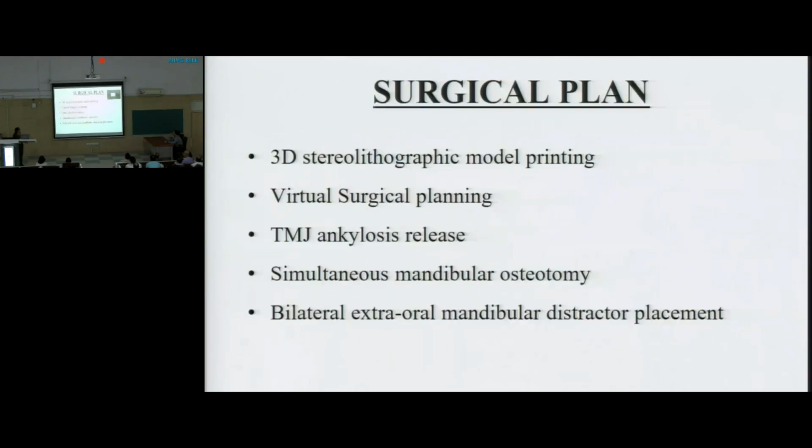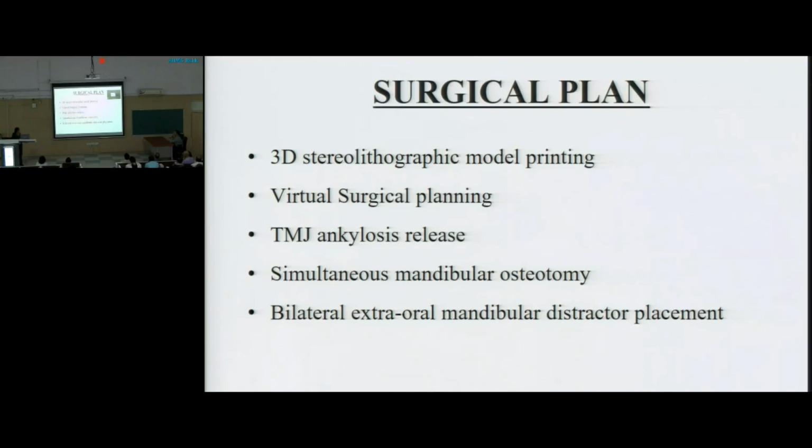Then we had to formulate a surgical plan. Before that, the DICOM files were sent to a biomedical engineer, where virtual surgical planning was done. A three-dimensional stereolithographic model was then printed, in which the osteotomy cuts were planned.